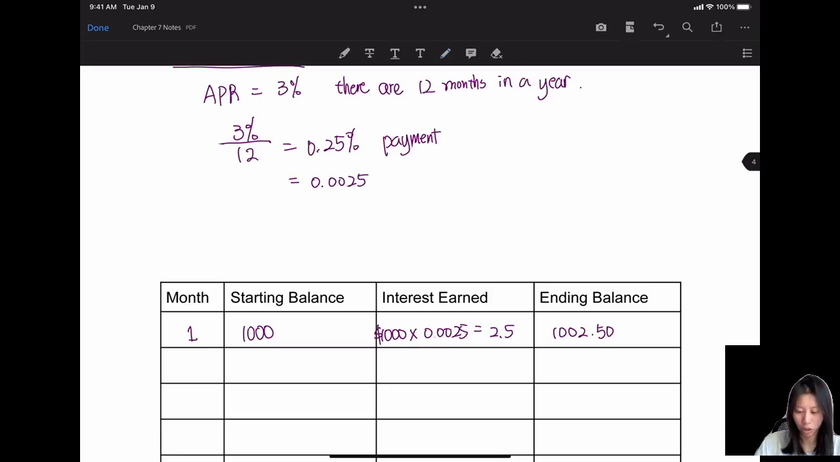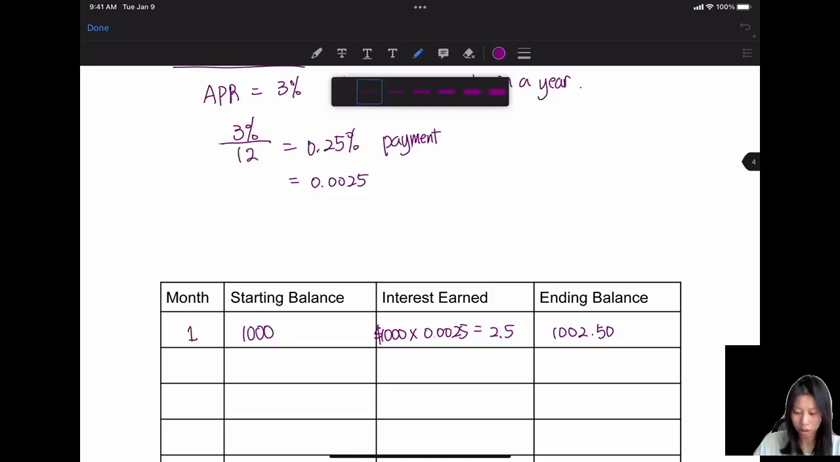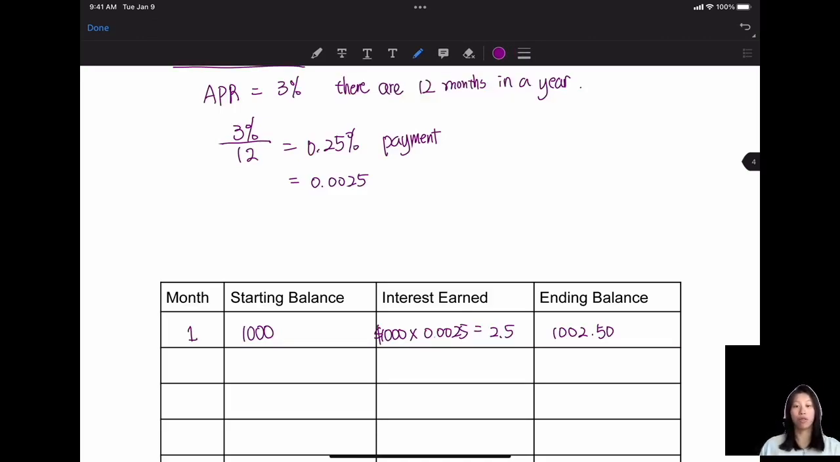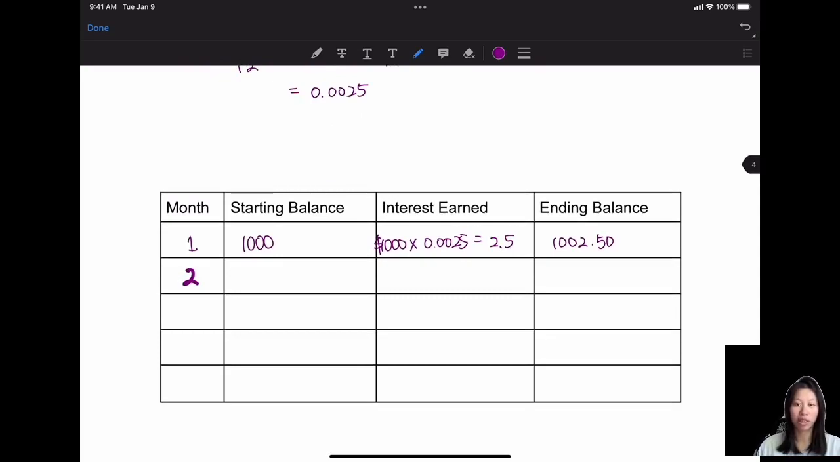Okay, so now I want these to be thicker. Now after the first month, it's the beginning of the second month. What's your starting balance? It's no longer $1,000, right? Because you reinvest it with the interest that you earned from the first month. So you will have $1,002.50. You invest that amount and use that amount to earn the interest.